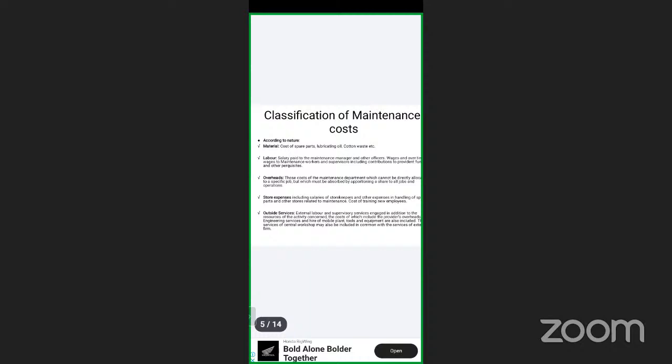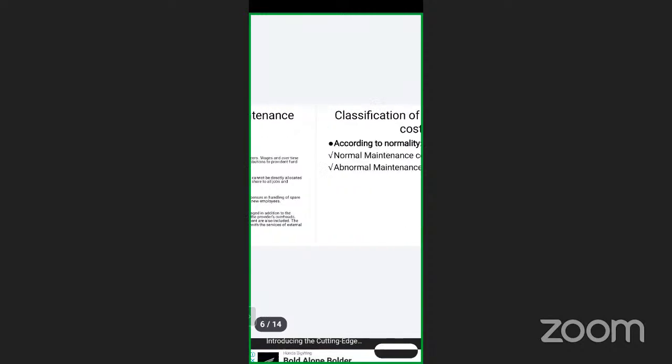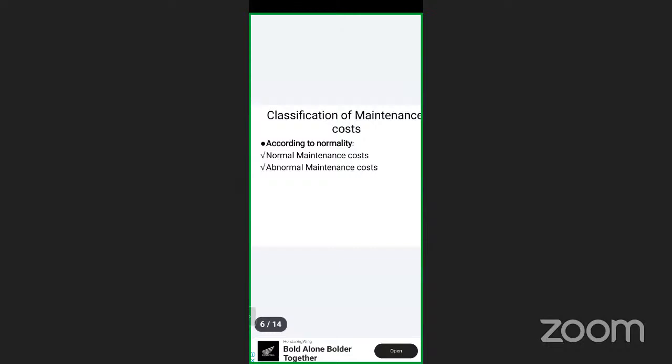We are spending on material, we are spending on labor, we are spending on overheads. Overheads are the common cost. We are spending on stores, we are spending on outside services. Okay. So I'll just move on to the next. According to normality, how normal the costs are.